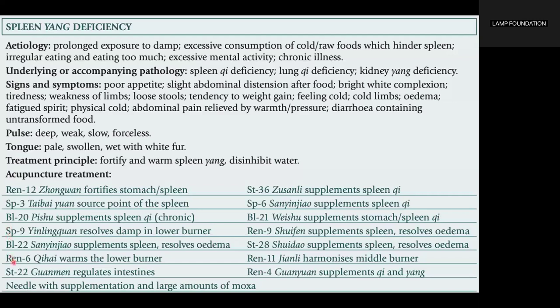to warm the lower burner, Stomach 22 to regulate intestines, Stomach 36 to supplement spleen qi, Spleen 6 to supplement spleen qi, Bladder 21 to supplement stomach and spleen qi, Ren 9 to supplement spleen and resolve edema, Stomach 28 to supplement spleen and resolve edema as well, Ren 11 to harmonize the middle burner, Ren 4 to supplement qi and yang. We needle with supplementation and large amounts of moxa.